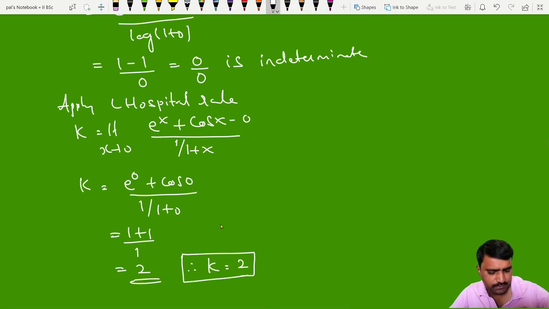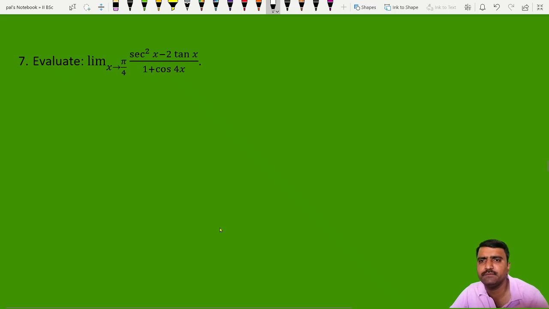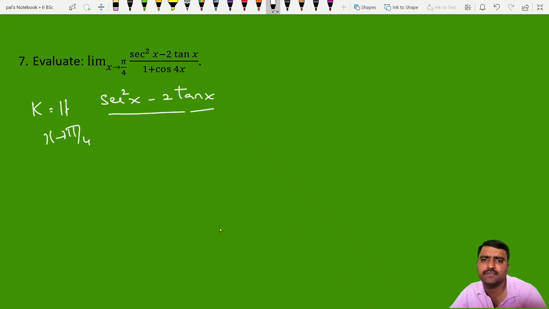It's like that. We have one more example. Evaluate the limit as x tends to pi by 4, that is 45 degrees, of secant square x minus 2 tan x divided by 1 plus cos 4x. You apply the limit: it is secant square pi by 4 minus 2 tan pi by 4.